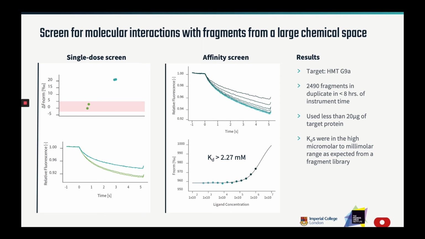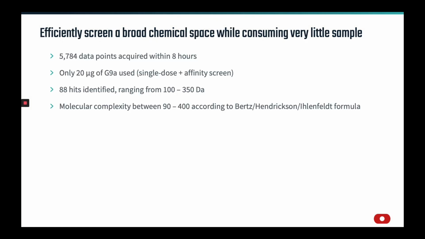So in total, they were able to use less than 20 micrograms of target protein, and the KDs that they obtained were in the high micromolar to millimolar range, which was expected from the fragment library they were testing. So in summary, they were able to efficiently screen a broad chemical space while consuming very small amounts of sample. They generated a total of 5,784 data points within this 8-hour period, or 1 day you could do all this screening. It only used 20 micrograms of G9A target protein for both the single dose and the full affinity screening results. 88 hits were identified that ranged from approximately 100 to 350 Daltons in size, and the molecular complexity of these hits ranged between 90 to 400.